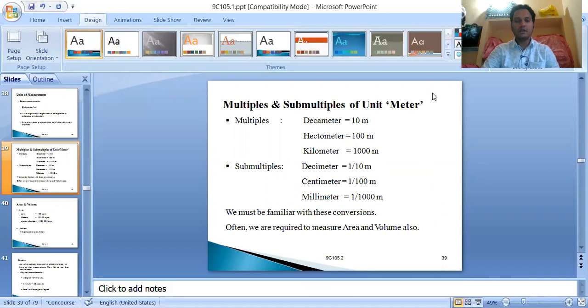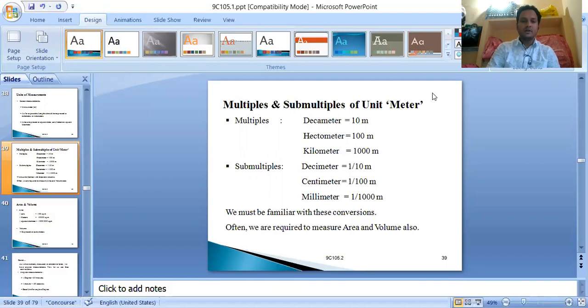We have some multiples and submultiples of unit meter. We'll see some of those things. 1 decameter means 10 meters. 1 hectometer indicates 100 meters. We know 1 kilometer means 1000 meters. We have some submultiples. 1 decimeter means 1 by 10 meters. 1 centimeter means 1 by 100 meters. 1 millimeter means 1 by 1000 meters.